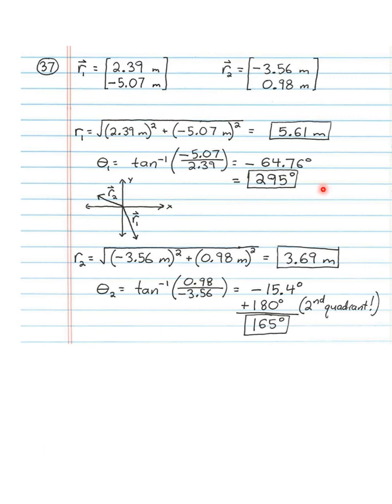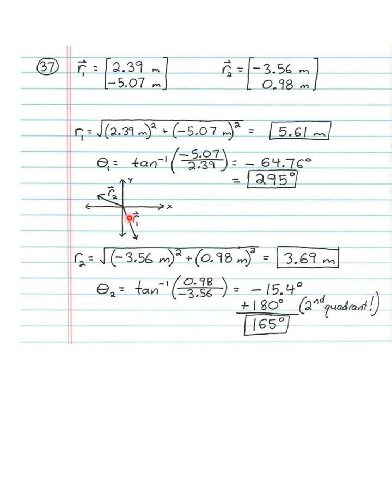Now for R2, I've written the vector up above. You can see I've drawn the picture right here. It's a quadrant 2 answer. So for the magnitude, I've used Pythagorean theorem. R2 is the square root of x squared plus y squared, so 3.69 meters. Theta 2 is the arctan of the y component over the x component. And that gives me negative 15.4 degrees.